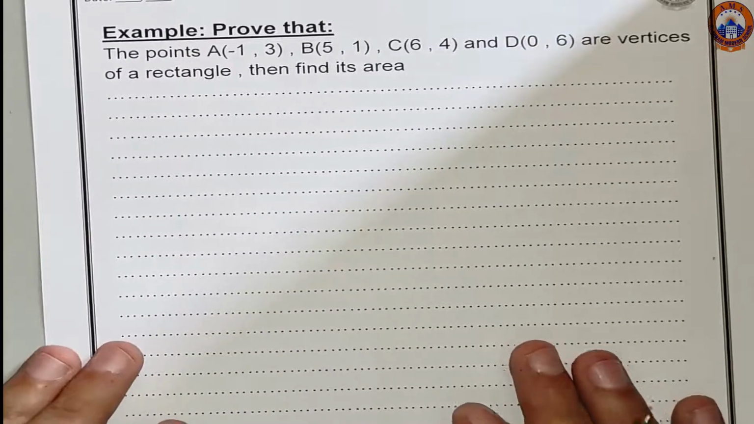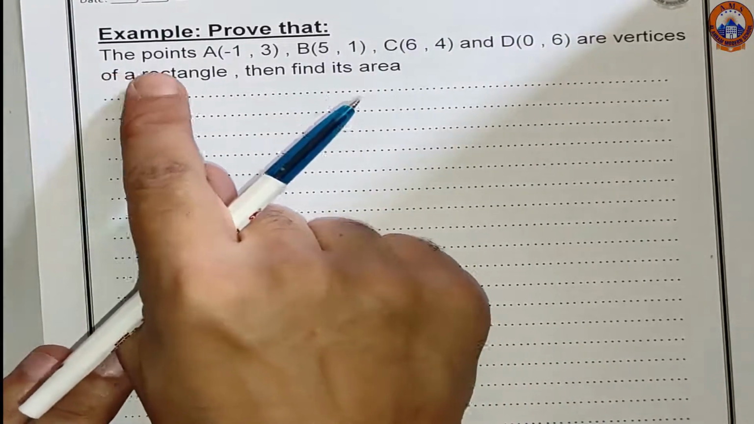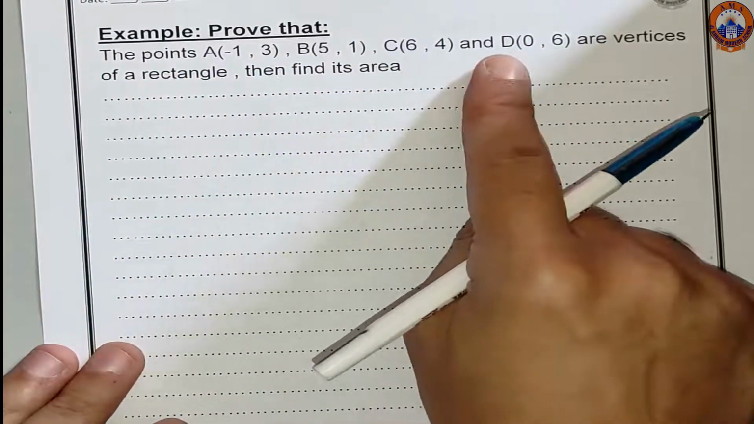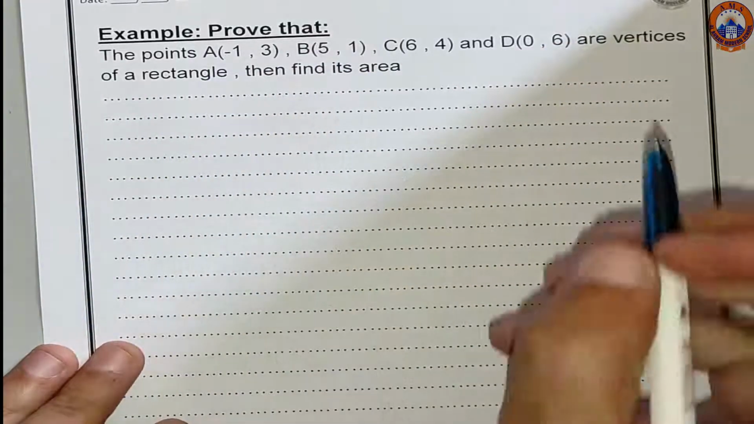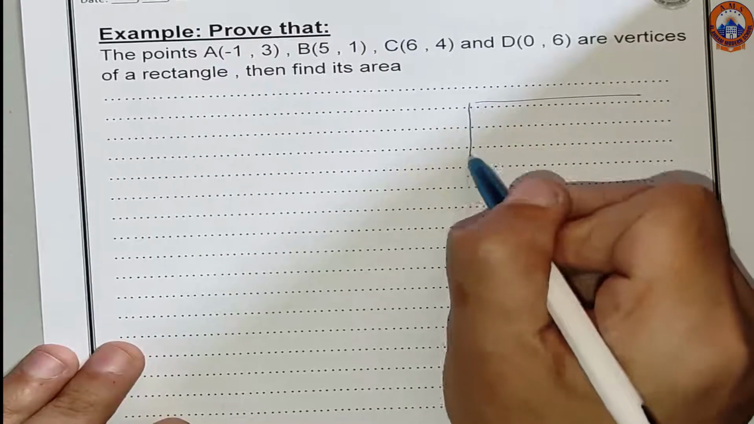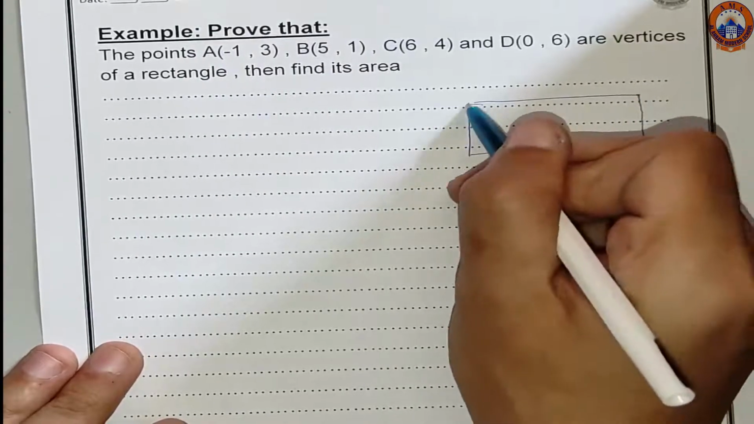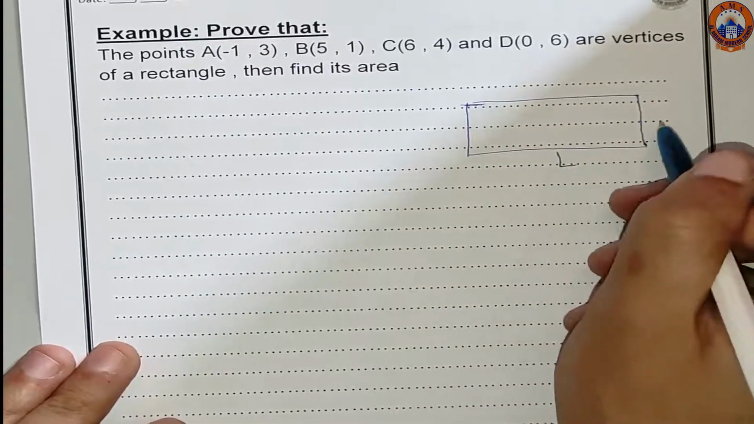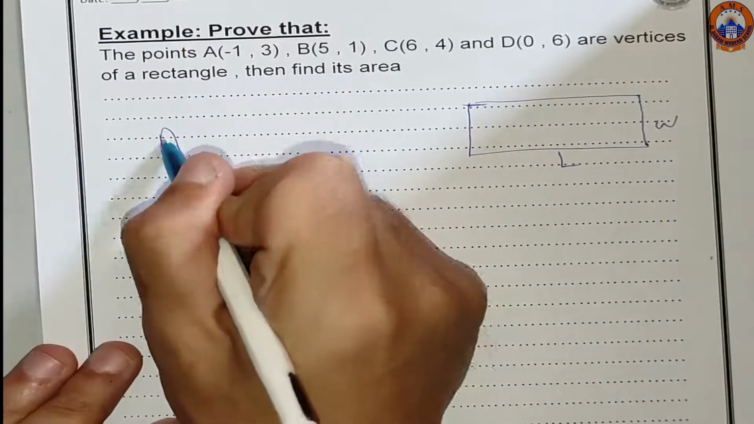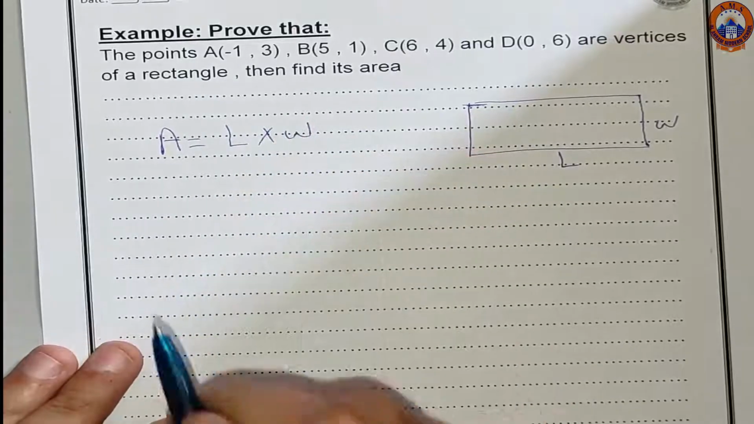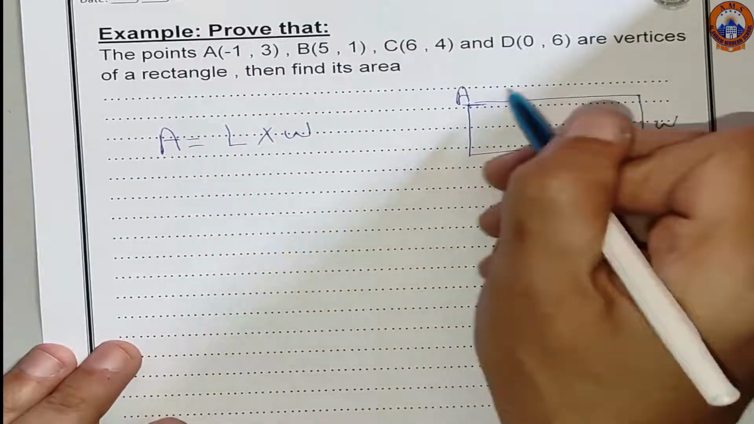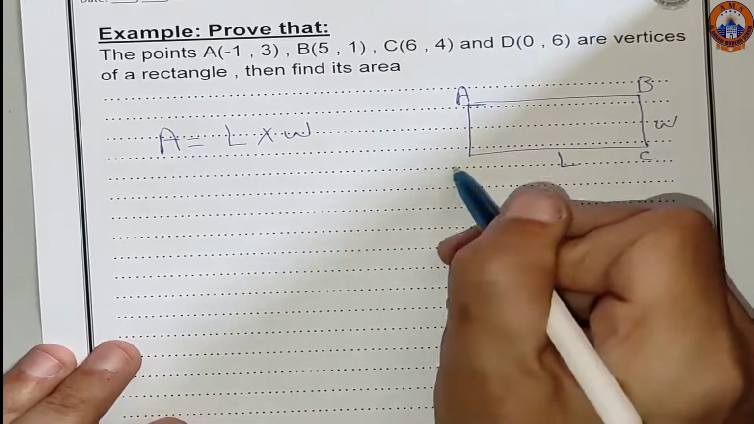Another example. The points A, B, C and D are the vertices of a rectangle. Find its area. As we know, the rectangle contains two lengths and two widths, and to find its area, we need to find the length and width, because the area is length times width. We can call it ABCD.